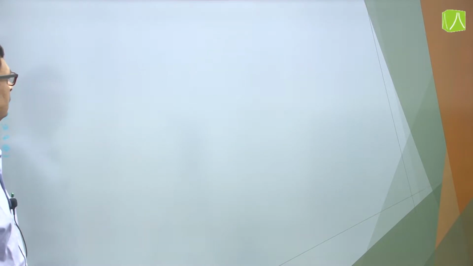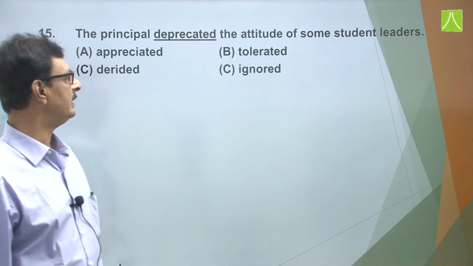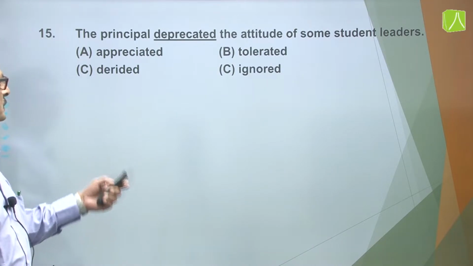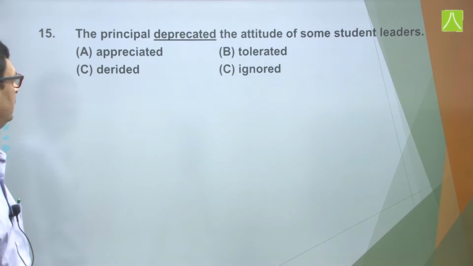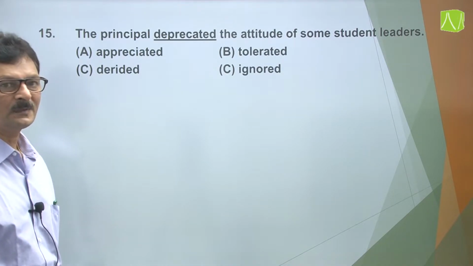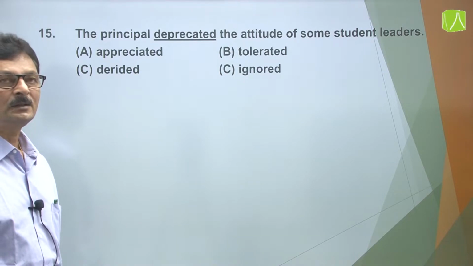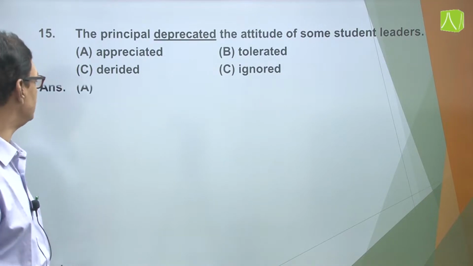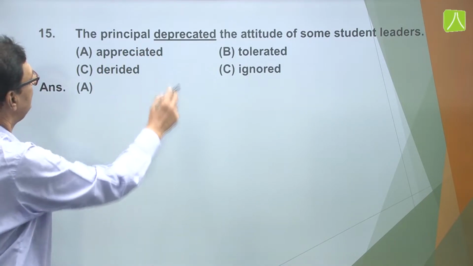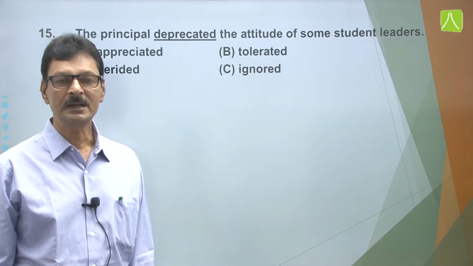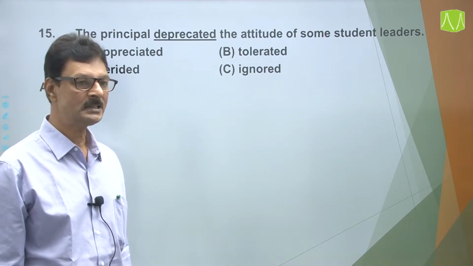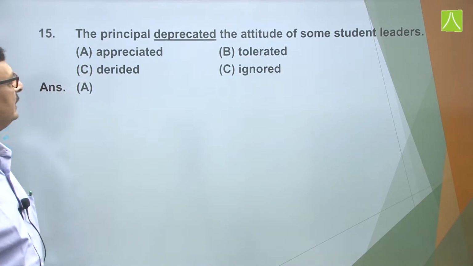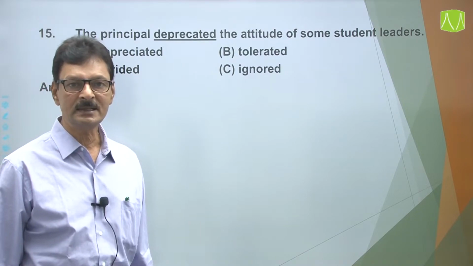Next one, the principal deprecated the attitude of some student leaders. Options given to you are appreciated, tolerated, derided or ignored, and the correct answer for deprecated, the antonym, is option number A, appreciated. Deprecate is तारीफ नहीं करना, so opposite is appreciated over here. So, deprecated you can also say critical, criticizing.